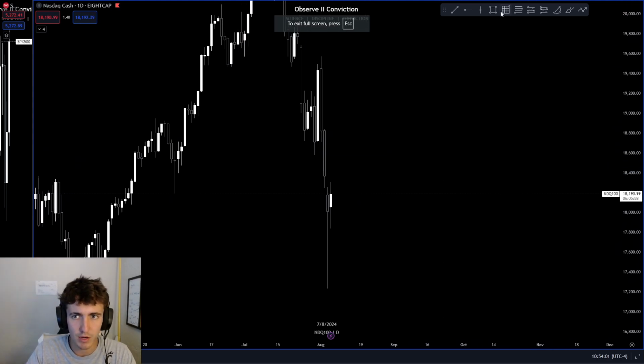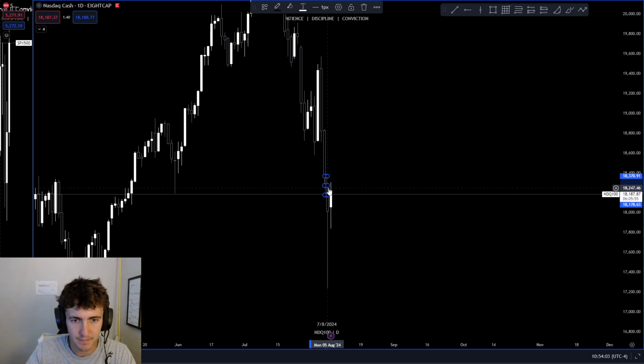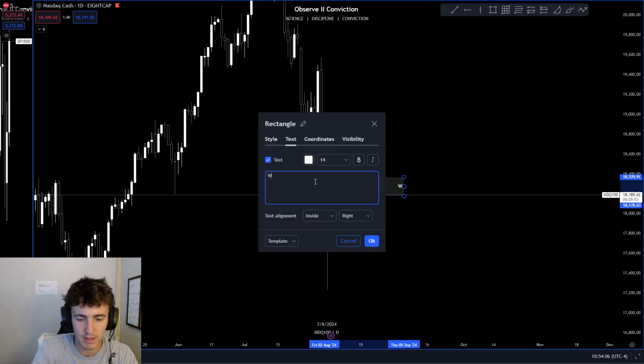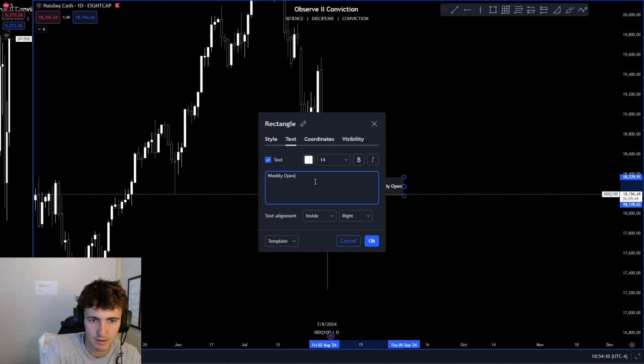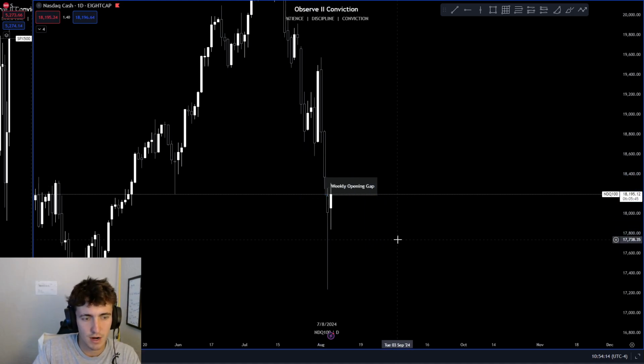So going into the morning, we were inside this weekly gap. We'll mark it out as a weekly opening gap, which is acting as my higher time frame PD array. So this is our higher time frame PD array.